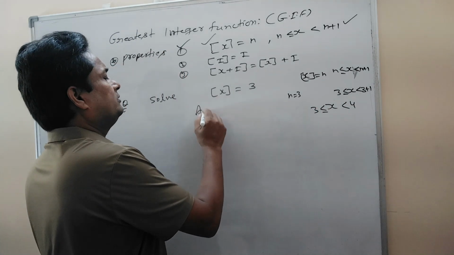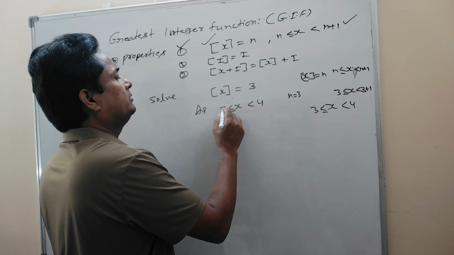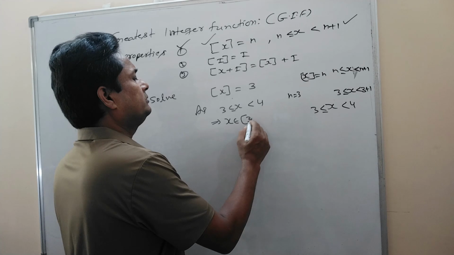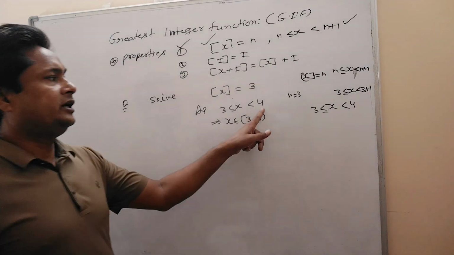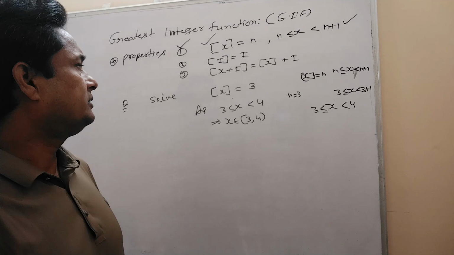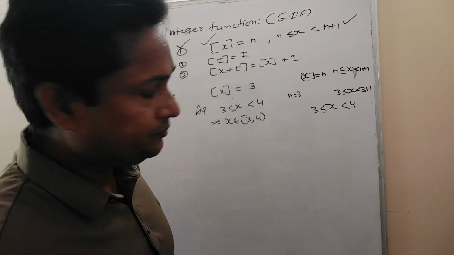That means the answer of this one must be less than 4 and greater than or equal to 3. That means x belongs to [3, 4). At 4 it is open, at 3 it is closed. So this is our answer. If you want to solve this one, this is our answer.